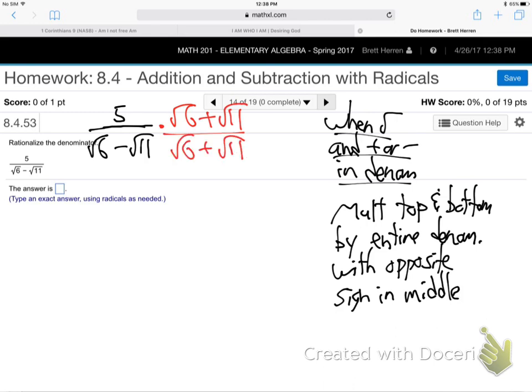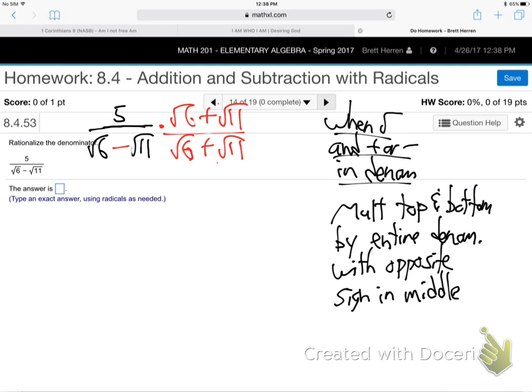Top and bottom. See how I'm using the opposite sign in the middle? If the original sign had been plus, then I would be doing minus over minus. Whatever sign is originally there in the denominator, you do the opposite. So if there's originally a minus, which there was, I'm going to do plus on the top and the bottom.